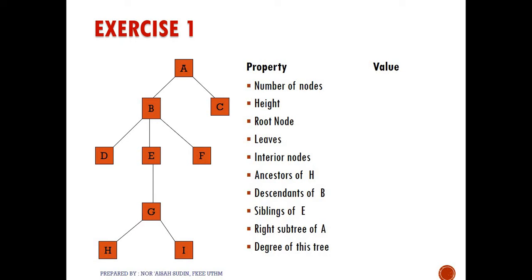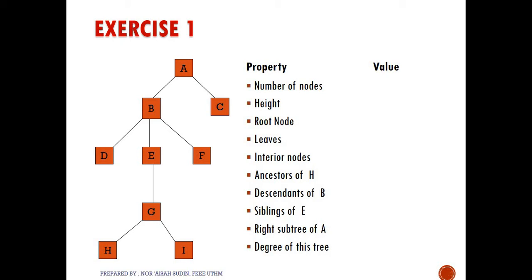You need to find the property values of this tree. I've listed a few of the properties here, so you need to find the answer. For example, the first one, number of nodes. This is simple. You just count how many nodes are in the tree: A, B, C, D, E, F, G, H, I. So you just count the number.